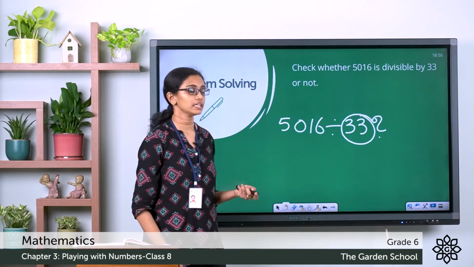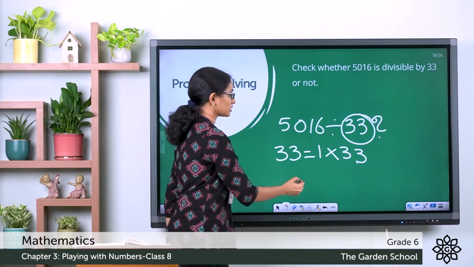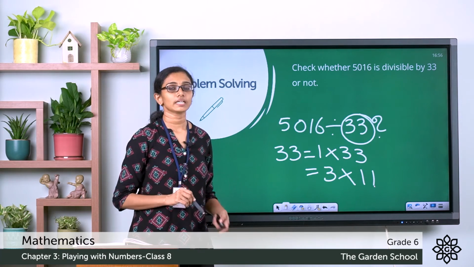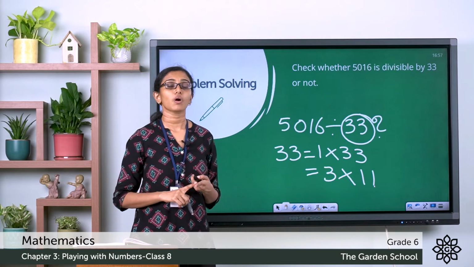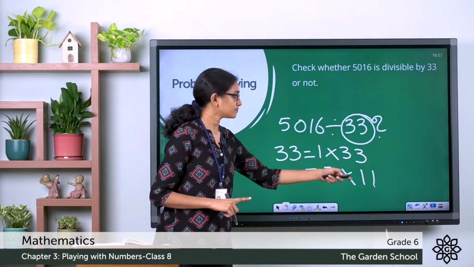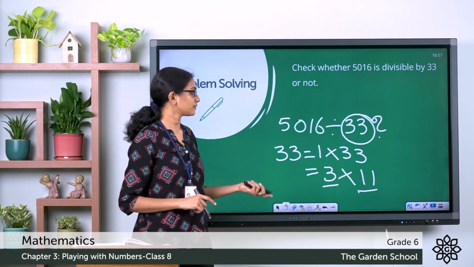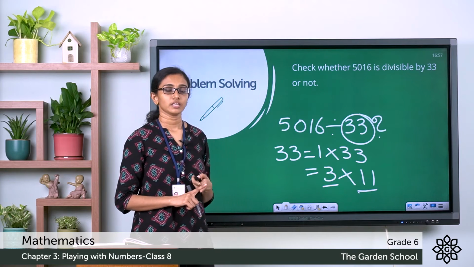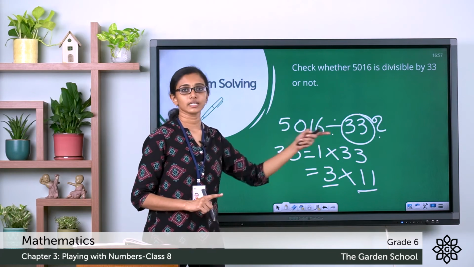Which are the factors of 33? 33 can be 1 into 33 or it can be 3 into 11. We have learned a rule. If a number is divisible by two different prime numbers, then the number will also be divisible by the product of those two prime numbers. So, which are the prime numbers or prime factors for 33? 3 and 11. So, let's find out if 5016 is divisible by 3 and if it is divisible by 11. If it is divisible by 3 and 11, then it should also be divisible by their product, that is 33.